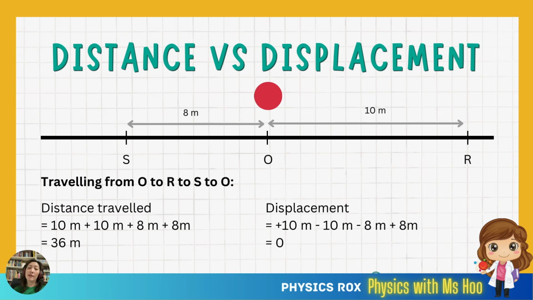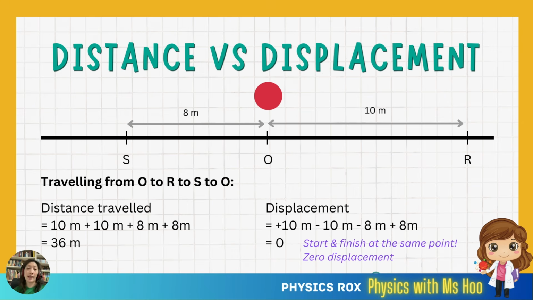Now let's recall the faster way to determine the displacement. All you need to do is look at the start, the end, and the direction. In this case, you can see that the start and finish are at the same point, and that's why this red ball has 0 displacement. So in spite of all its motion, because it started and ended at the same point, the displacement is 0.